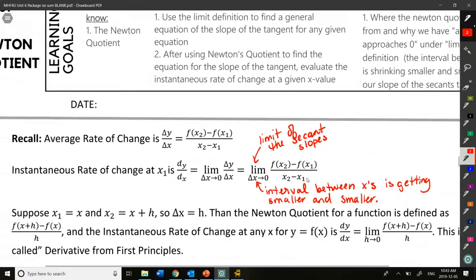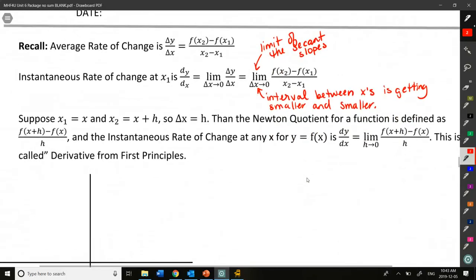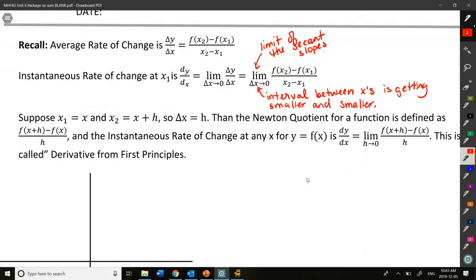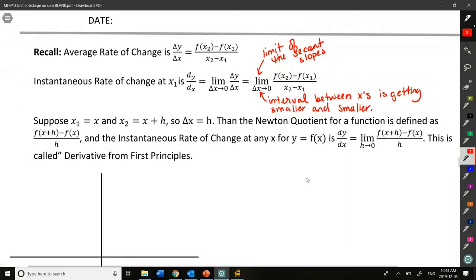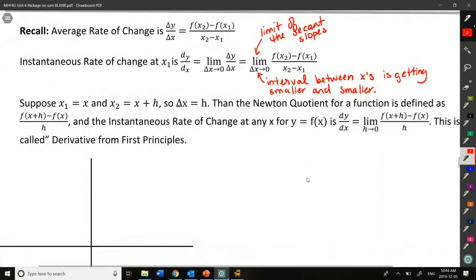Okay, so in our charts from yesterday, we said that the instantaneous rate of change can be estimated if we look at the trend in that fourth column, where we figure out the slopes of the secants as the x's get closer and closer together. And this whole idea is where our Newton quotient comes from. We look at slopes of secants between 2 points that are getting closer and closer together, infinitely, technically.